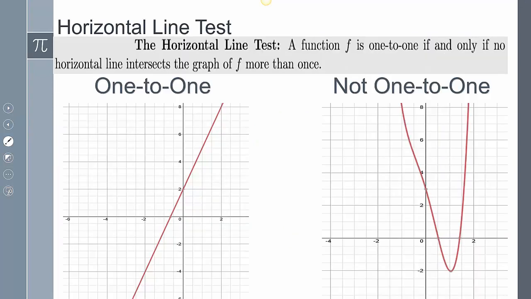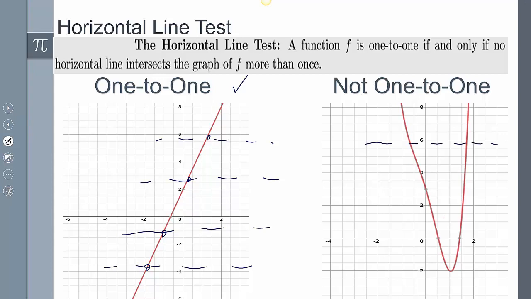Now visually, if I wanted to use the horizontal line test, we said that a function is 1 to 1 if and only if no horizontal line intersects the graph more than once. So if I draw in these horizontal lines, each only intersects once, so I could say that this function is 1 to 1. But on this one, if I draw in that horizontal line, it intersects twice there.